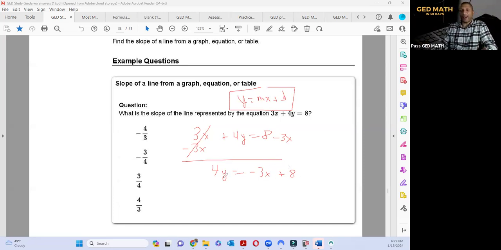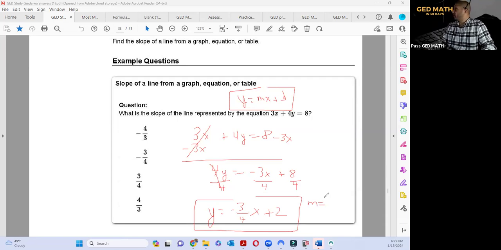Now, to get y by itself, the opposite of multiplication is division. But because these are not like terms, I need to divide both by 4 separately. My 4's cancel on the left. I get y equals negative 3/4 x plus 2. So from this, I can deduce that my slope is what? What's my slope for y equals negative 3/4 x plus 2?